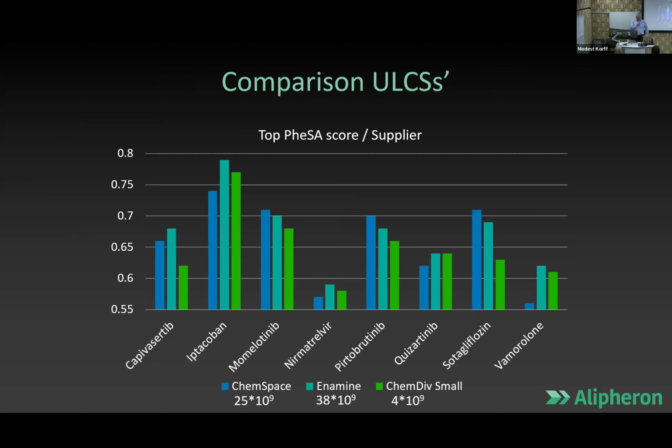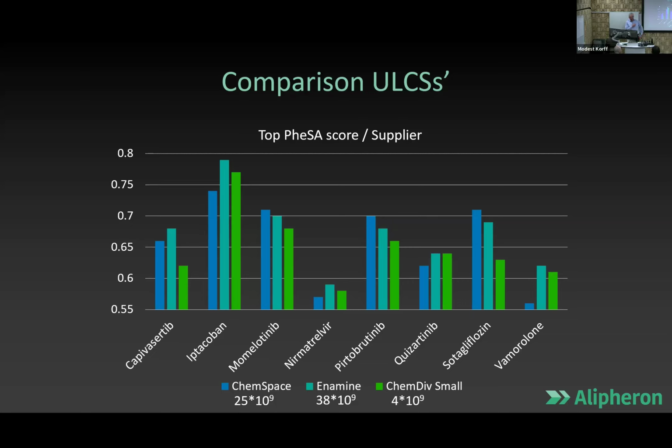And what we have here now is the first result slide, the comparison of the three ultra-large combinatorial libraries. We compared the Freedom Space from ChemSpace with 25 billion compounds, the Enamine REAL space with 38 billion compounds, and then a relatively small space created from ChemDiff building blocks with 4 billion compounds. You see on the bottom of the slide the 8 drug names. On the y-axis, you see the top FESA score, which means how good the alignment of pharmacophore and shape was for the best hit for the drug.